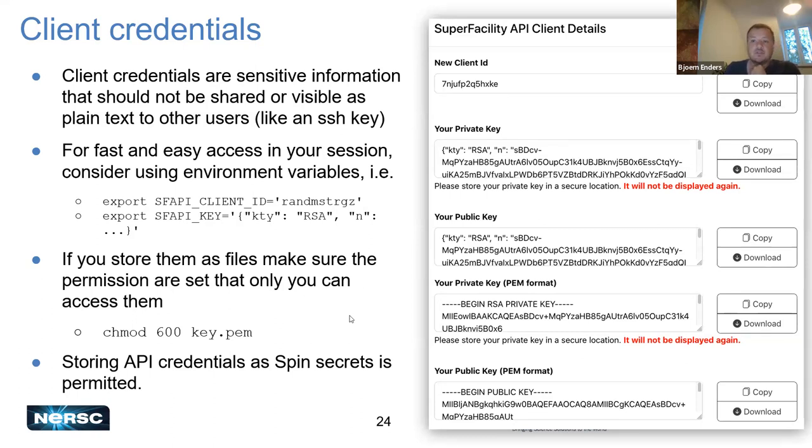And for those of you who use Spin, storing API credentials as a Spin secret is a permitted way of storing them. If you want easy access, you can just, for your session, put them in as environment variables. But really, don't put them in Jupyter Notebooks. I did this in the past, don't do this. That was just for demonstration purposes. But if you're building something out, make sure that these keys are hidden.